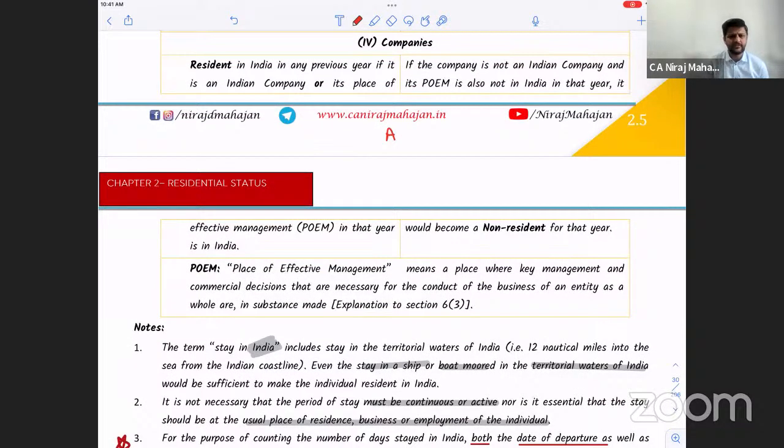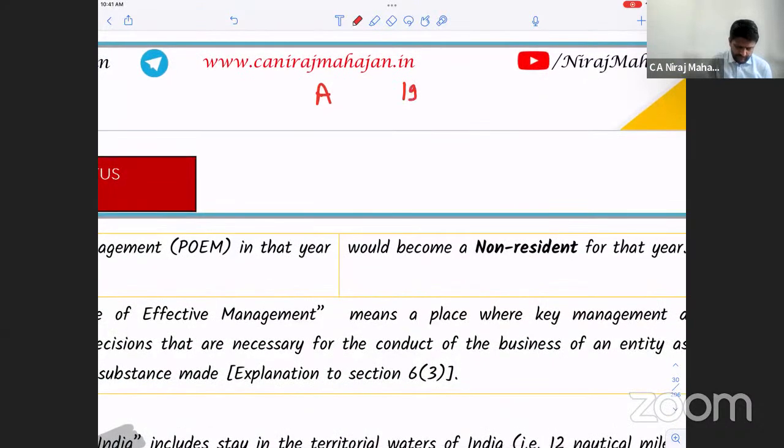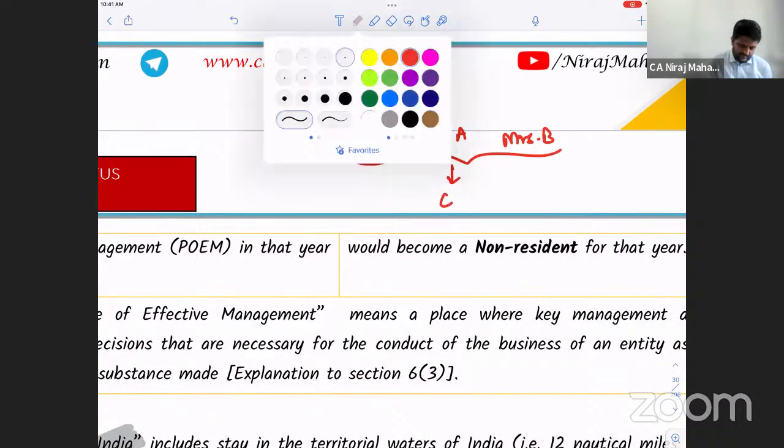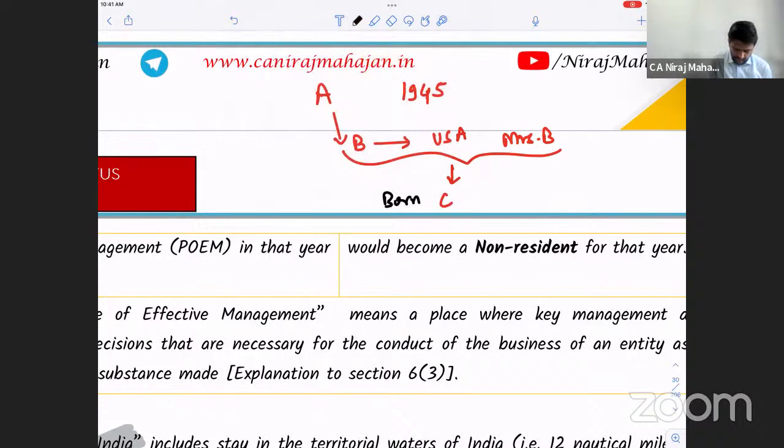Let us say we have A, just for the sake of example, okay? A was born in 1945. A got some children. B, this is all blood relation. B went abroad to USA. B found Mrs. B. B and Mrs. B gave C. C was born in USA. Understood, everybody? Are you understanding the example? So therefore, she gets citizenship of USA. She is not an Indian citizen anymore. C is not an Indian citizen.